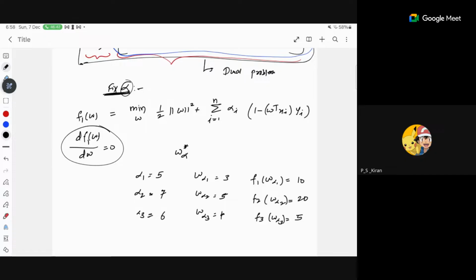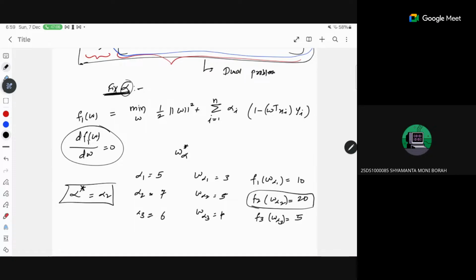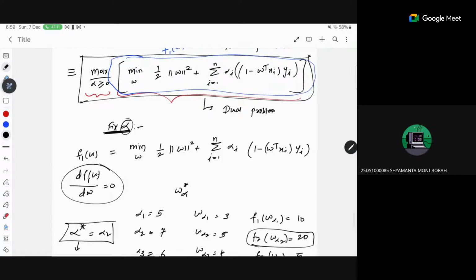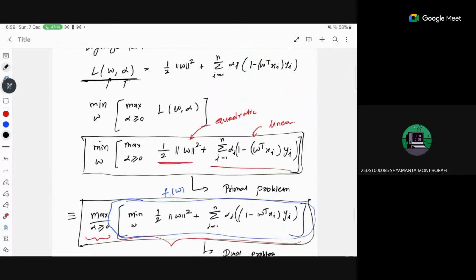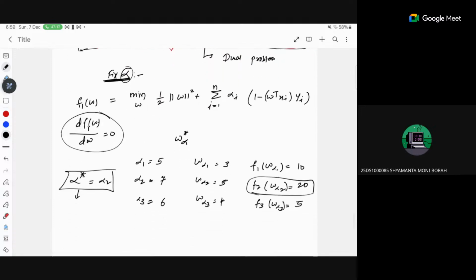Which will be the solution for alpha? Alpha star will be equal to alpha 1, alpha 2, or alpha 3? Alpha 2, right? Because the function here is maximum. So that's why we'll pick alpha 2 as the solution. And is this the solution for the primal problem or the dual problem? Dual problem, right? Correct. So this is what we are trying to solve. I hope you understand this part.